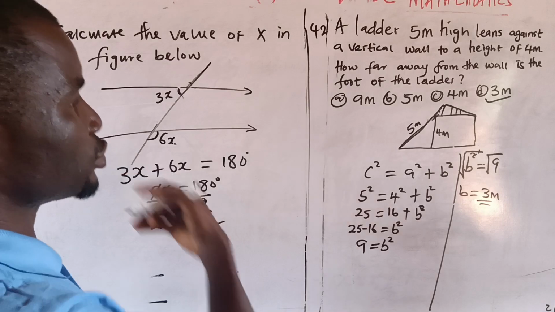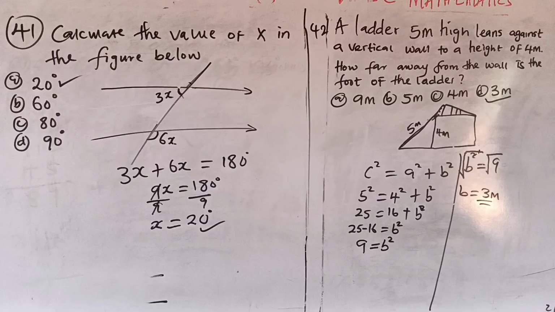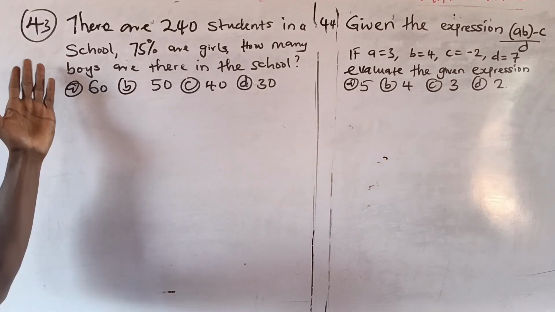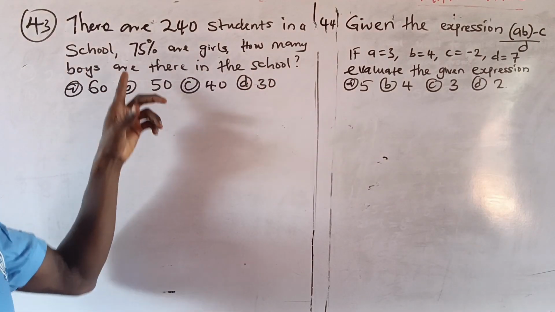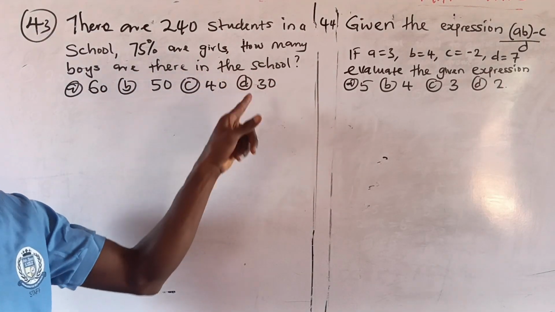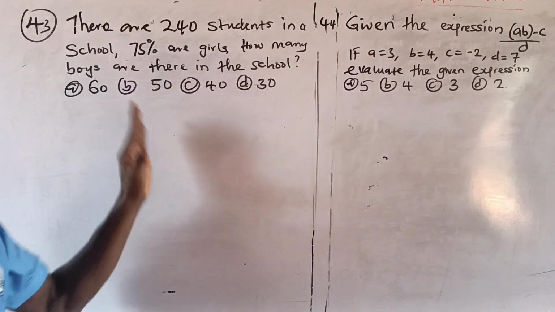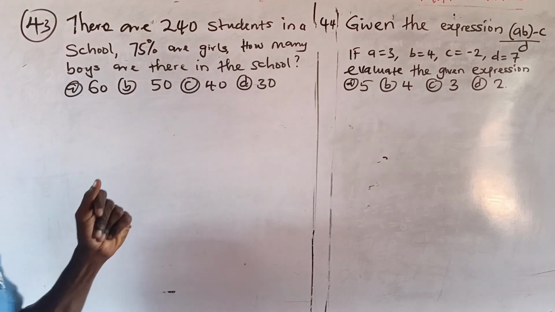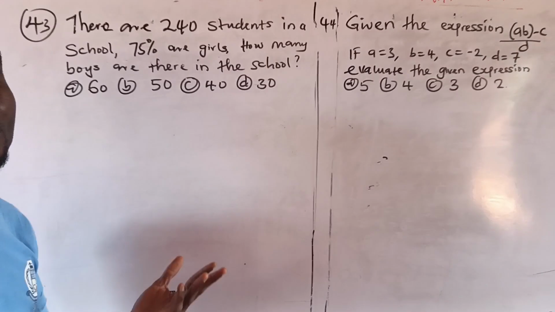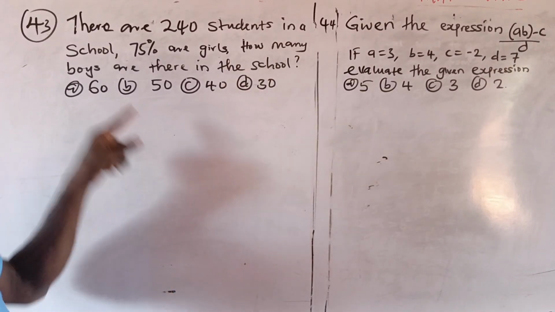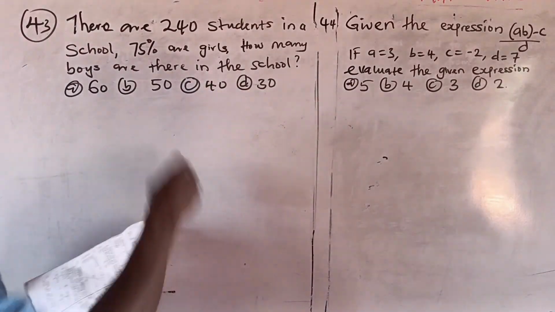Let's go to question 43. Check this question 43. There are 240 students in a school. 75% are girls. How many boys are there in the school? Right now they've given us the number of students, but they gave us the number of girls in percentage. So we are going to get the number of girls in order to know the number of boys, because that is what they want us to look for.